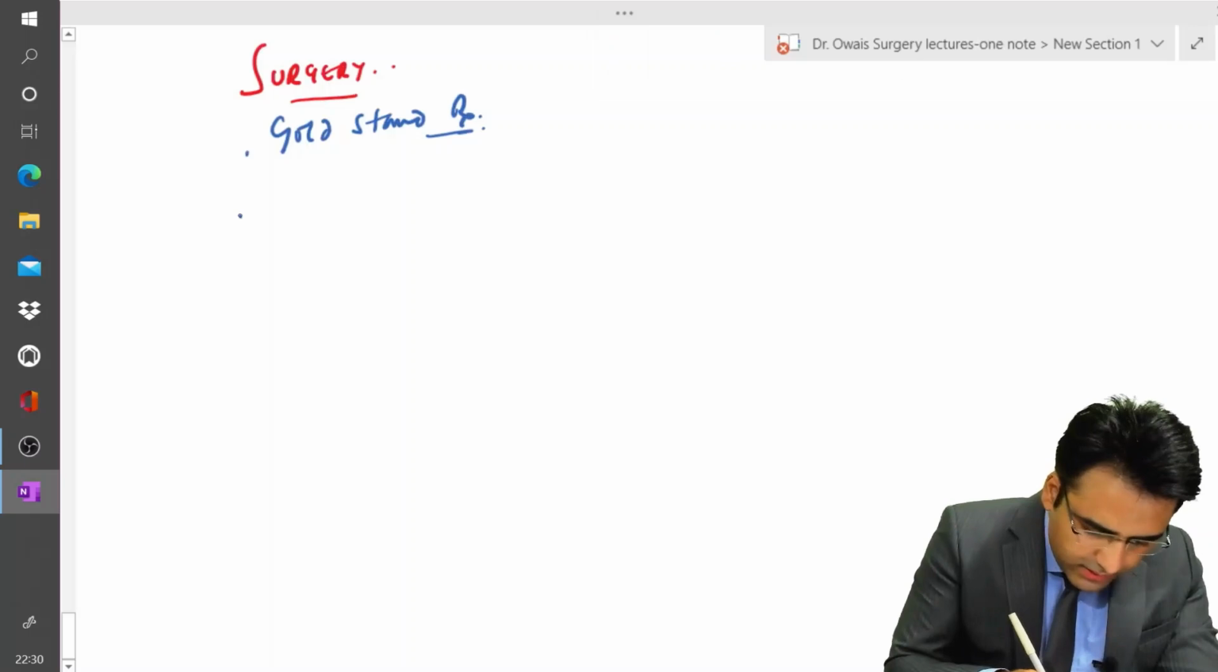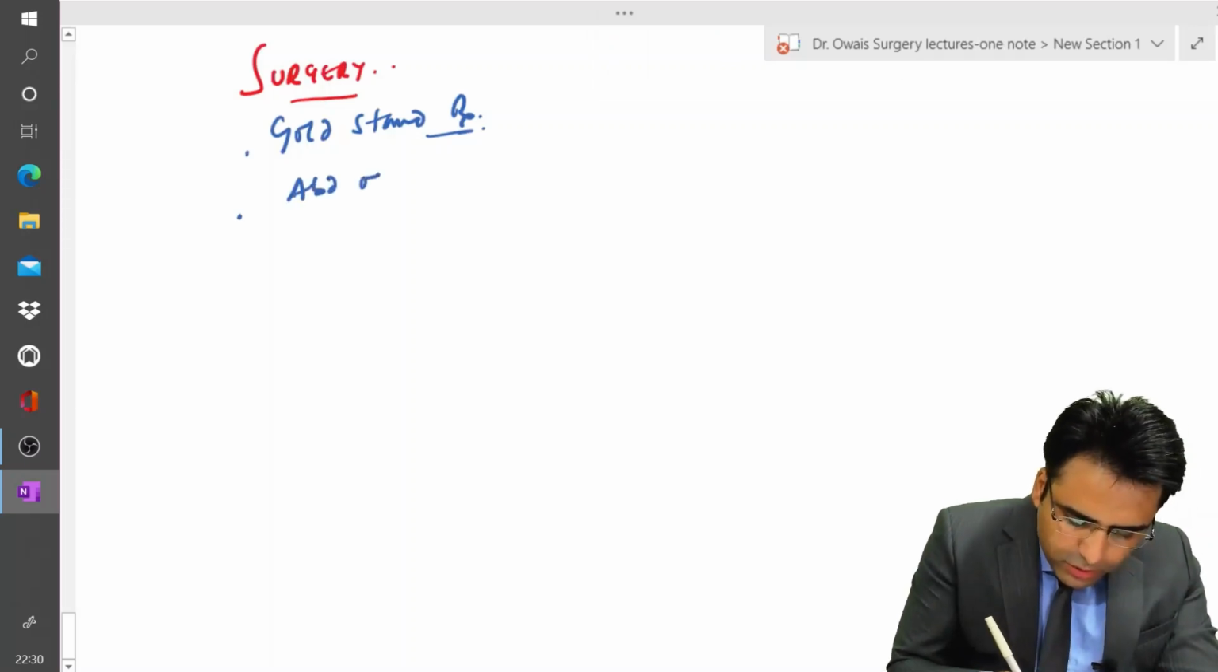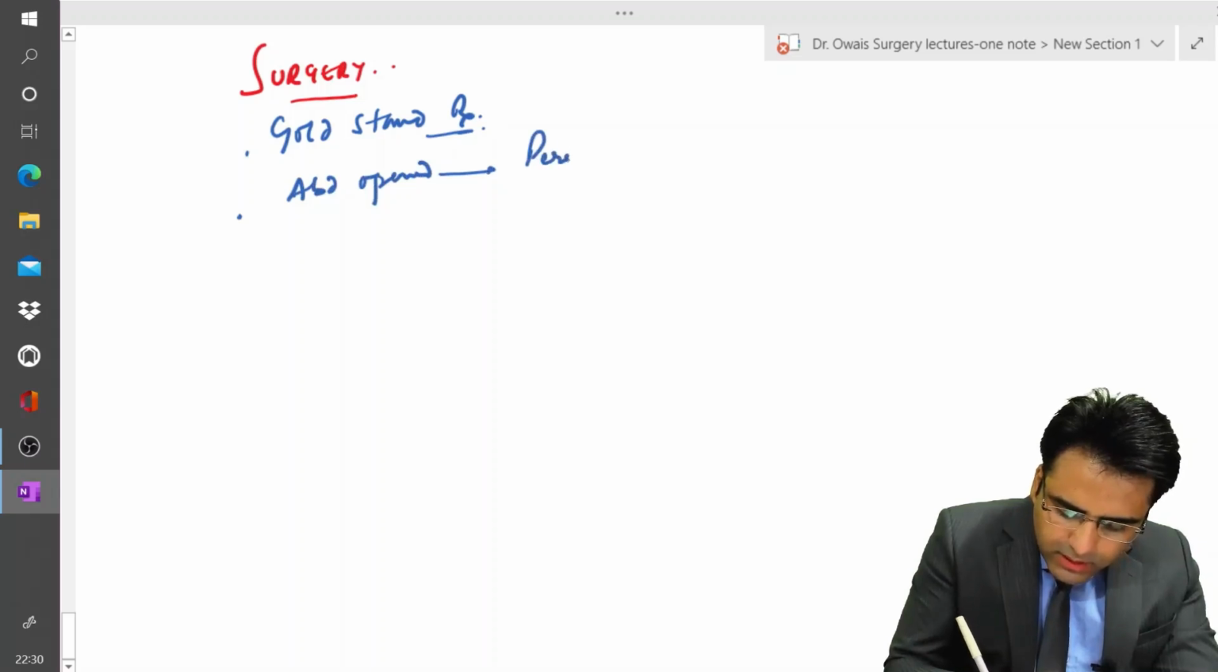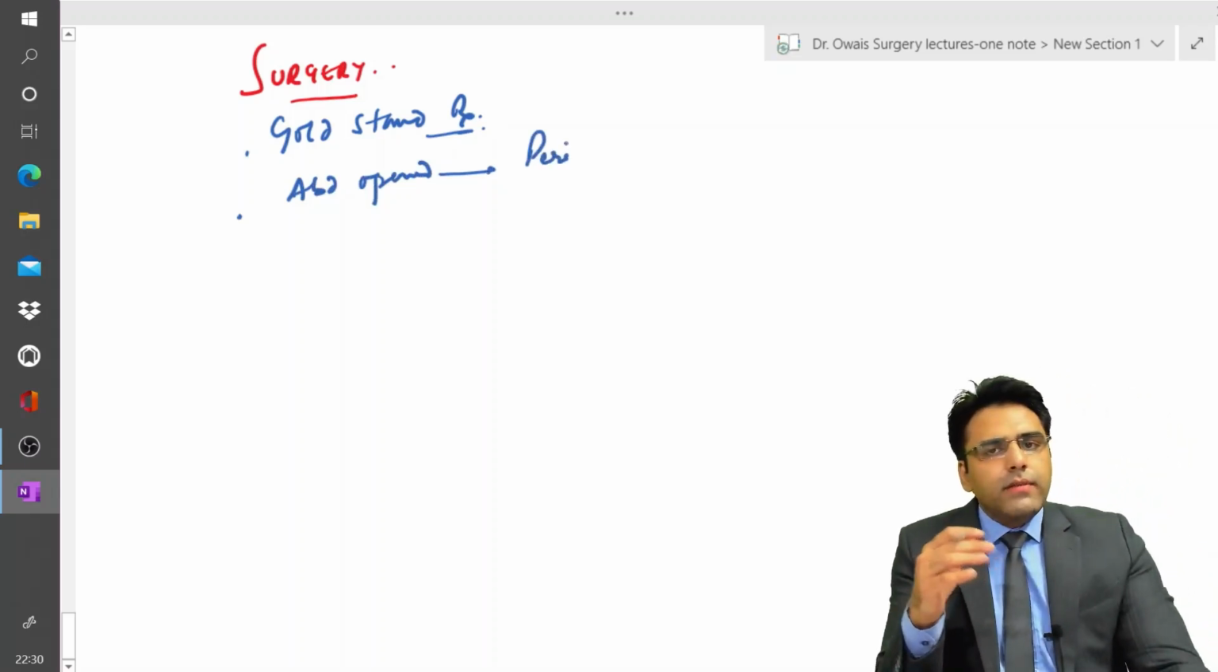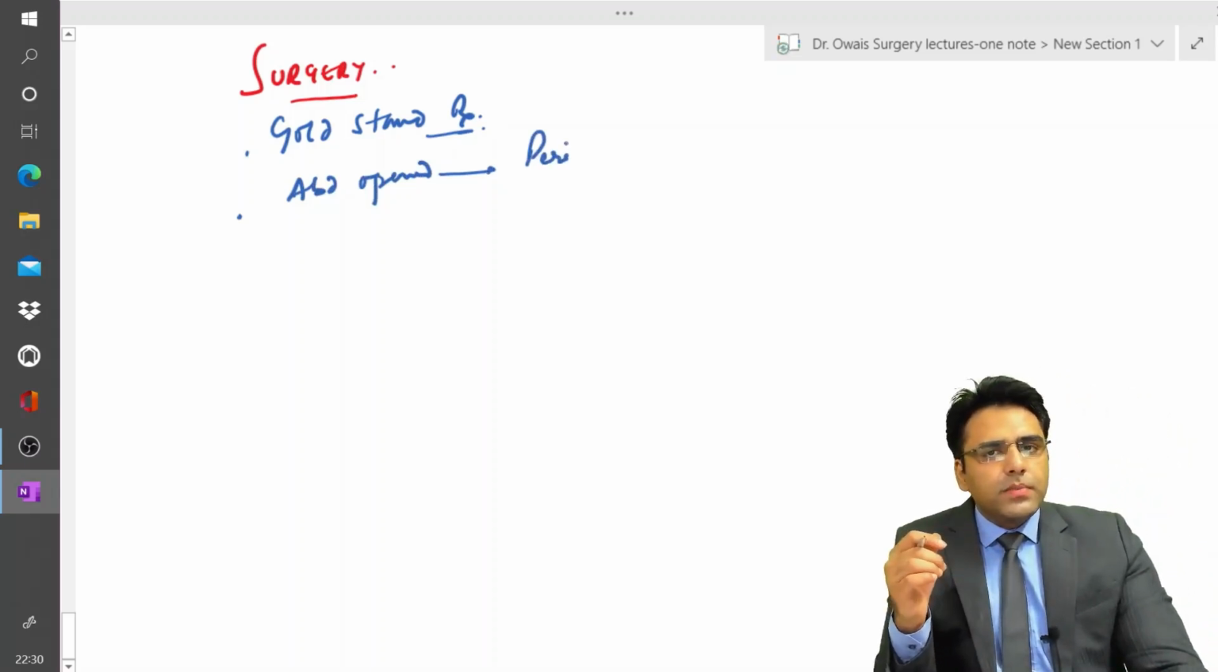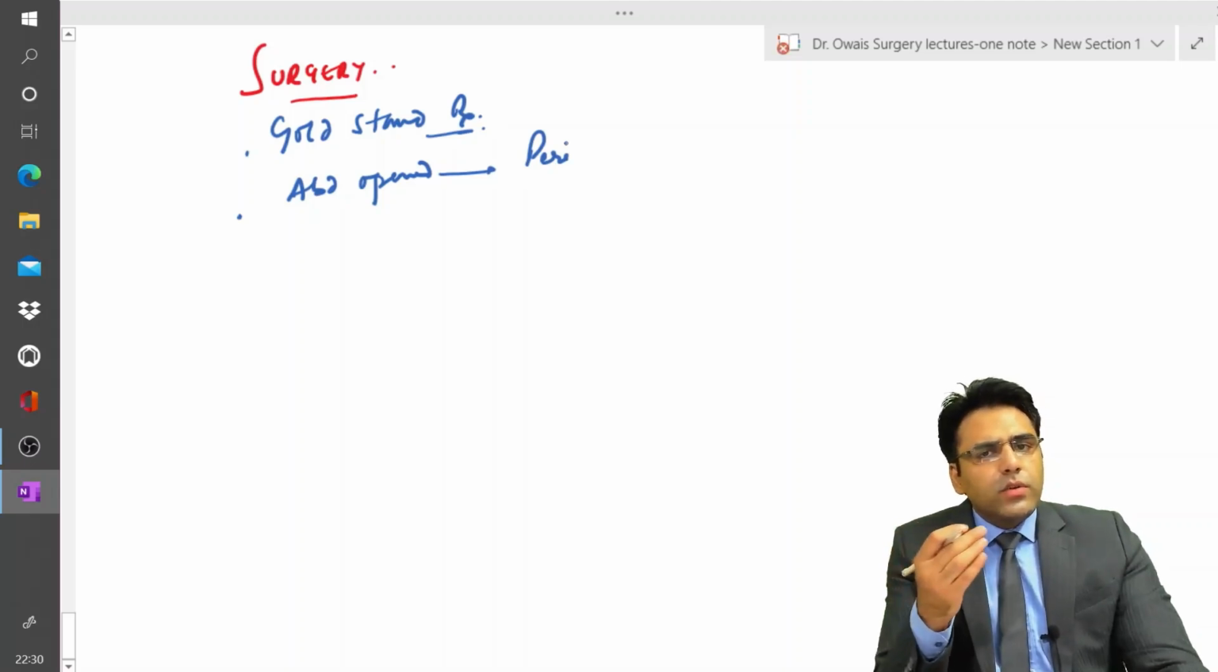Now how is it done? The abdomen is opened. After that, the peritoneal cavity is packed with colored mops. Why? Because these scolices and daughter cysts are white in color, so in order to directly visualize them, we use colored mops.